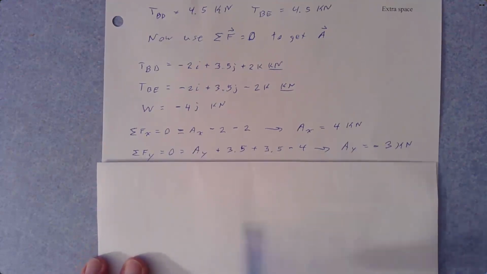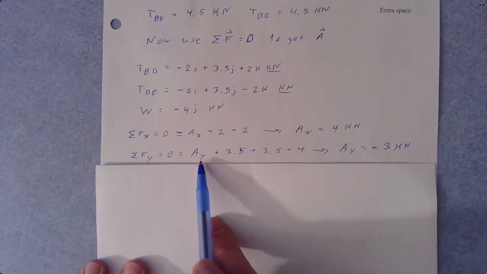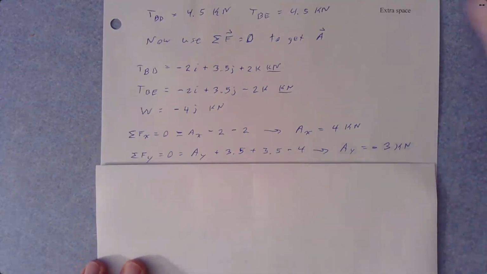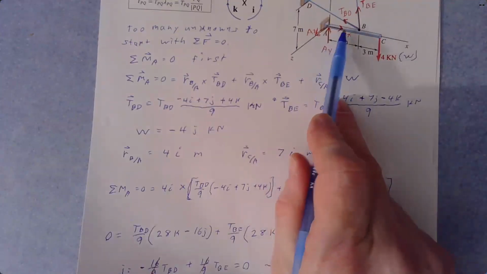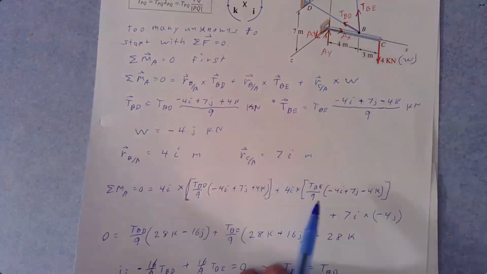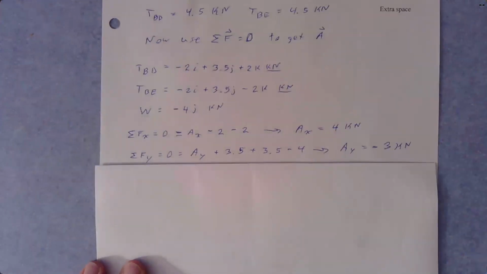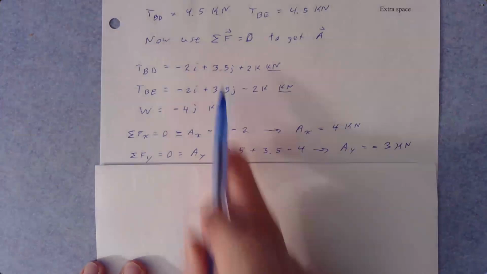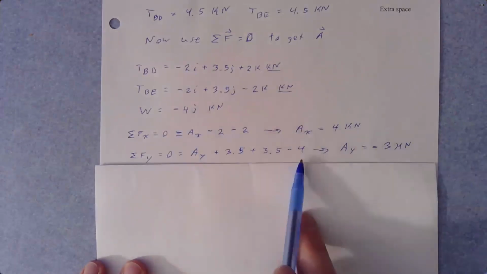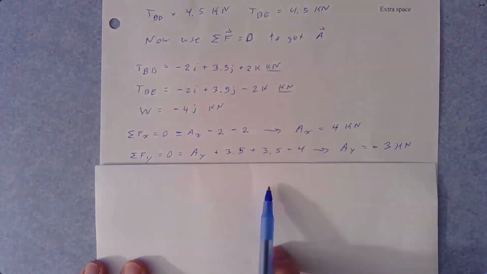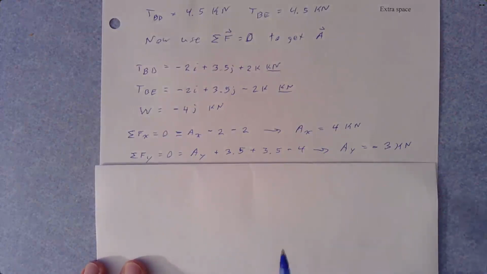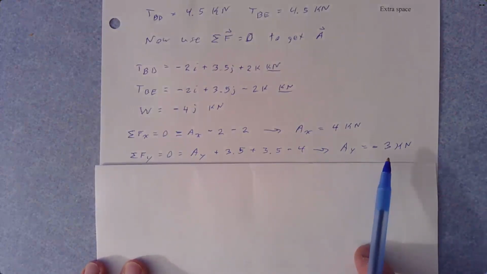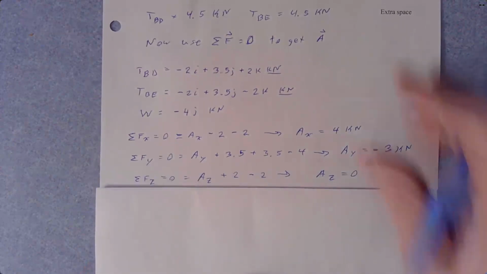A sub Y is unknown. We drew it acting upwards, right? So I treated it as a positive. Notice all these are running along the positive direction of the axis, so they're all positive. At least that's how we're treating them. AY plus 3.5 plus 3.5 minus 4, right? These are all the forces in the Y direction due to the tensions and the weight. Notice in this case, AY is negative 3 kilonewtons. So we assumed AY is pointing up. We got a negative sign. AY is actually pointing down.